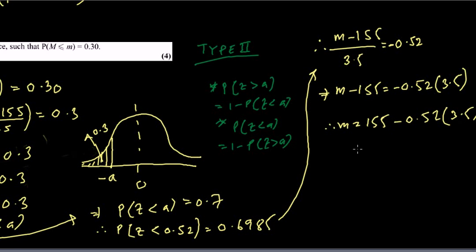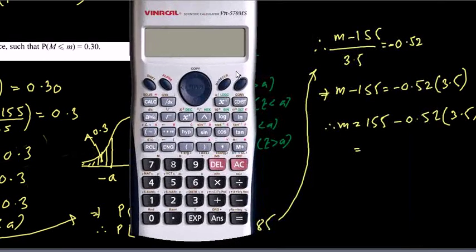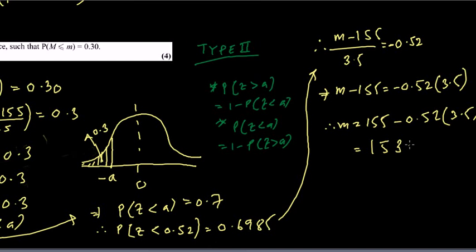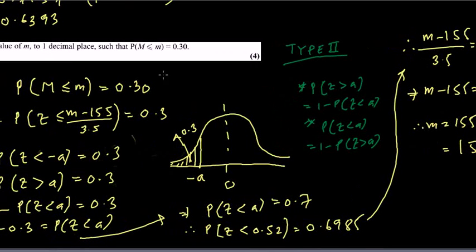Now let's do the calculation here. 155 minus 0.52 multiplied by 3.5. So that would be 153.18. That is the value of m. Now in the question they said write the answer to 1 decimal place. So write down the answer of m to 1 decimal place. So the answer should be m equals 153.2. That should be the answer.